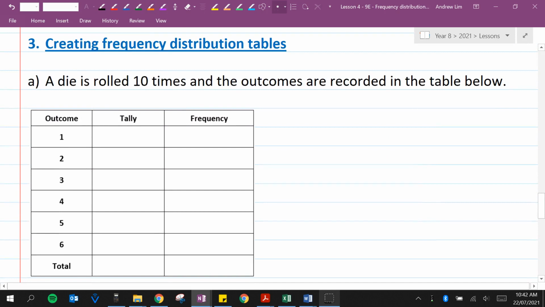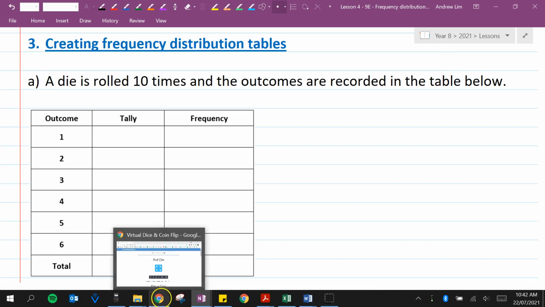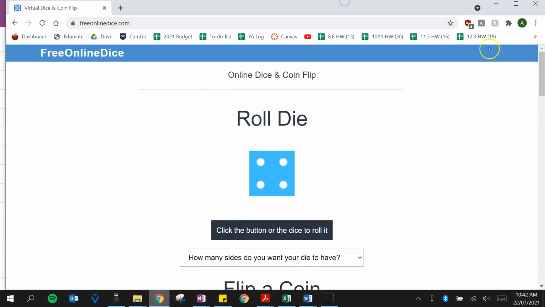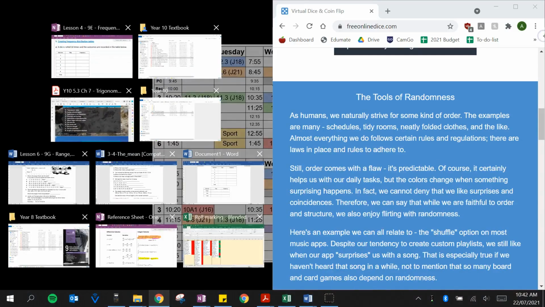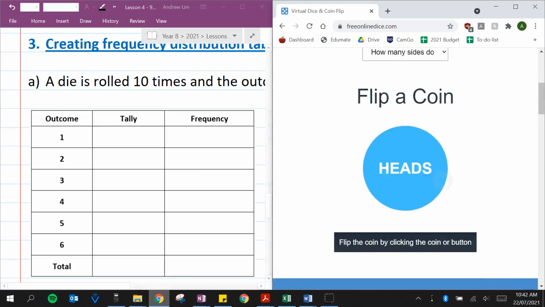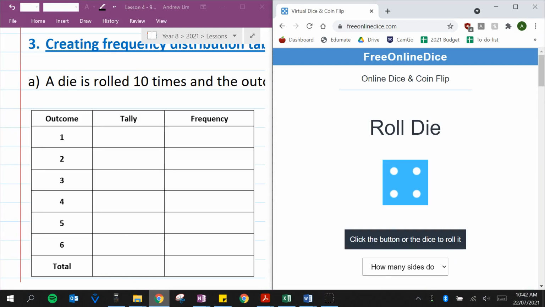Let's move on to the last section of this lesson, creating frequency distribution tables. A die is rolled 10 times and outcomes are recorded in the table below. So I'm going to get my trusty dice over here, and we are going to roll it 10 times and we're going to see what the outcomes are.